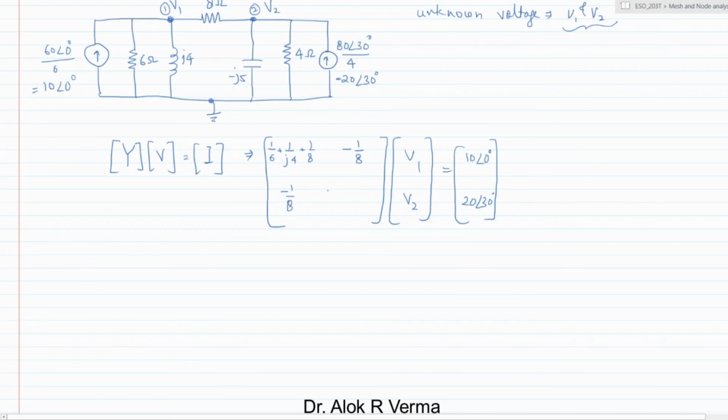Now node 2 is having 1 by 8 plus 1 by minus j5 plus 1 by 4. Okay, so these are the total admittances connected between the two nodes, and this is the nodal admittance matrix. This is the unknown, and this is the source current which is pointing towards the node. Otherwise it will be taken as negative.